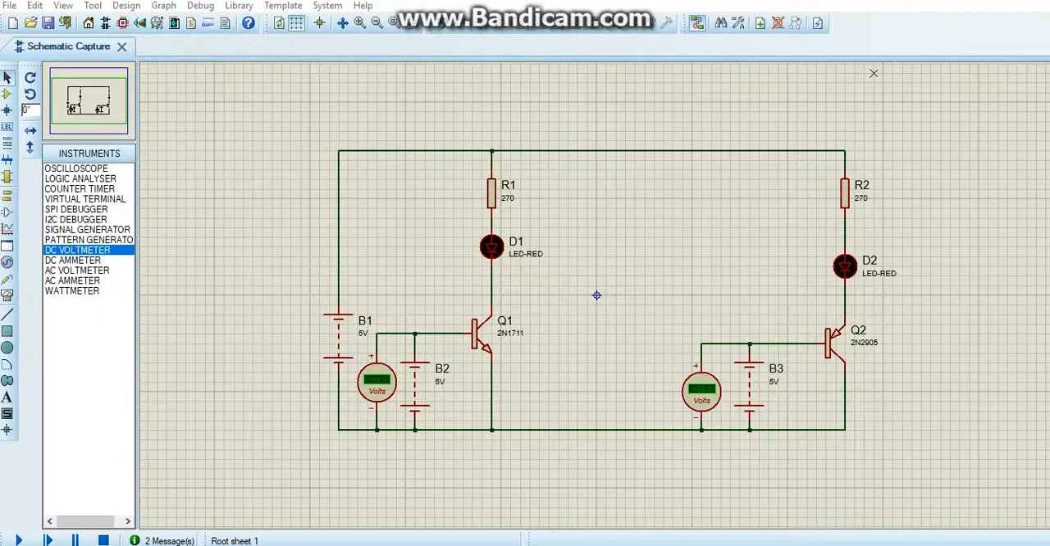In this lesson, we will learn about an NPN transistor and a PNP transistor. First of all, I will explain how the transistor works.